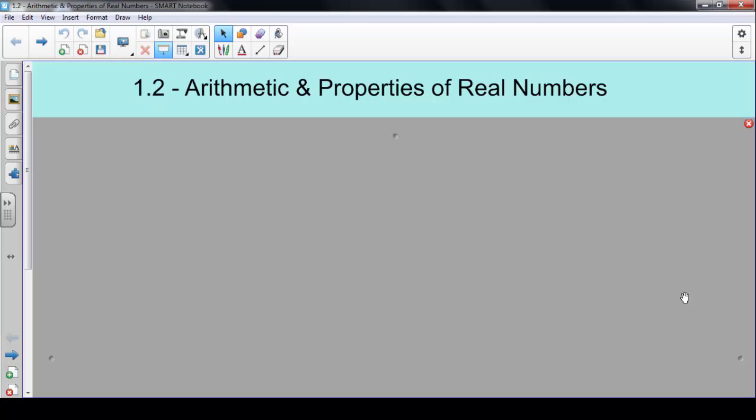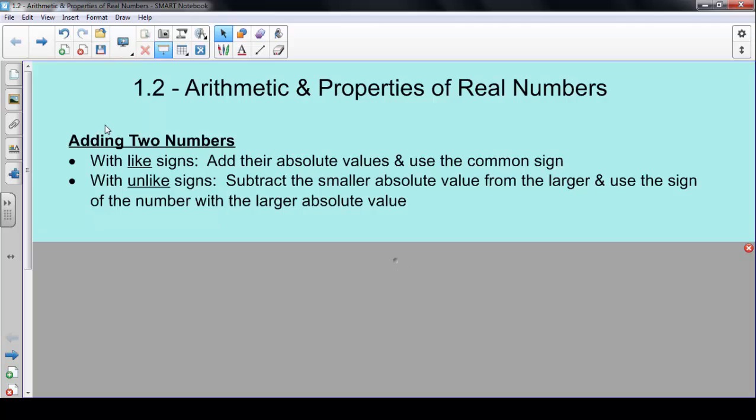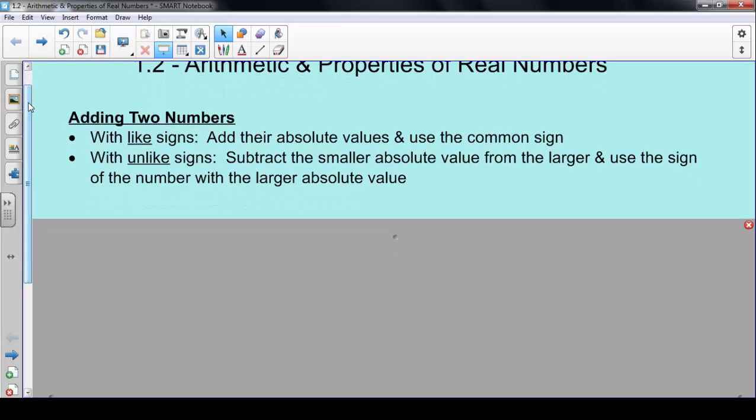Section 1-2, Arithmetic and Properties of Real Numbers. So first off, let's talk about what happens when we add two numbers.